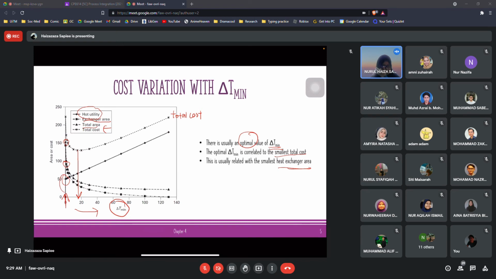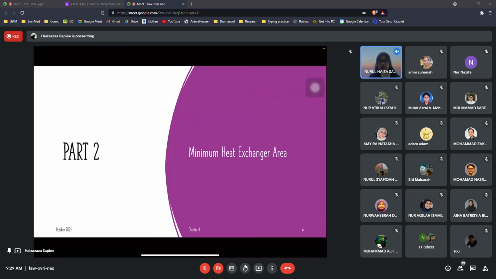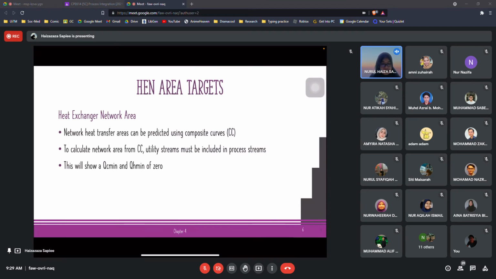So this is the second part of this chapter lah. So heat exchanger area ni basically kita akan calculate guna composite curve. And then basically the only difference is that kita akan ada utility streams lah. So utility streams tu akan make sure kita punya QC min dengan QH min kita 0. Okay, and I'll show this to you guys kejap lagi.